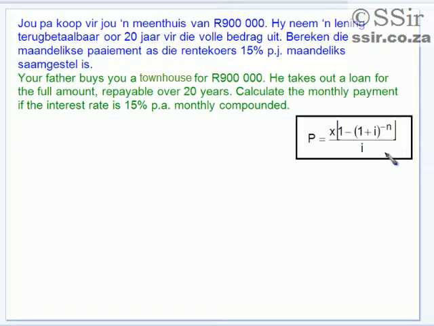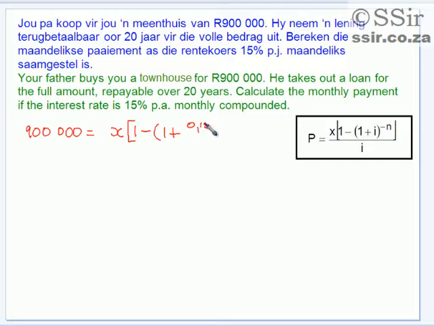This is the formula we will use because it's about a loan. The question, however, is for us to find the payment value. So let's fill in the values we have. 900,000 is the amount I borrow. X is the payment I must calculate. I fill in the other values here.